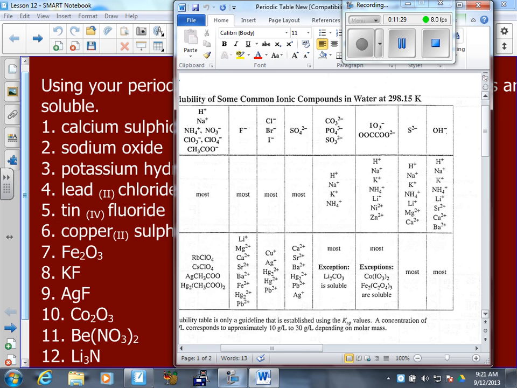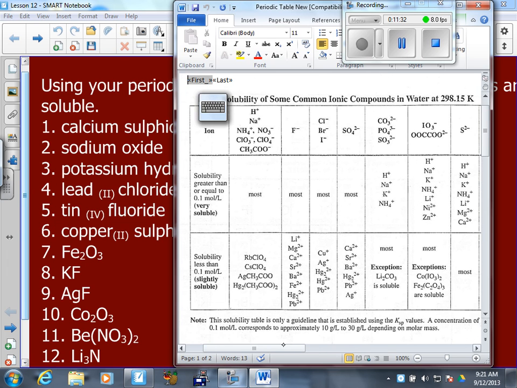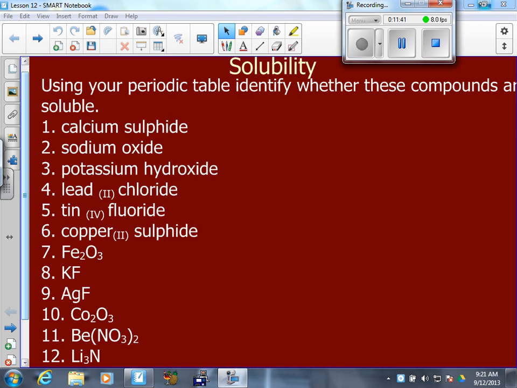Okay, so, yeah, so you can't do that one either. Okay, sorry about that, guys. I got a new chart, and then I forgot to change my slide over to reflect the new chart. Okay.